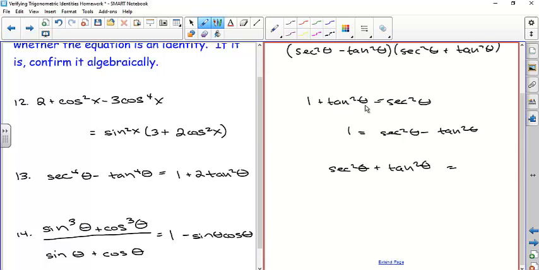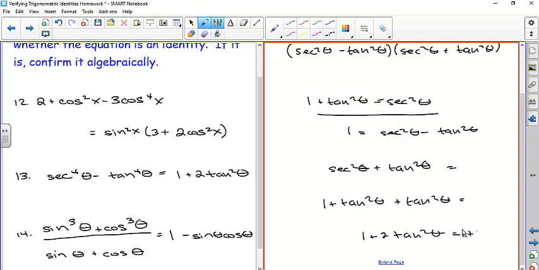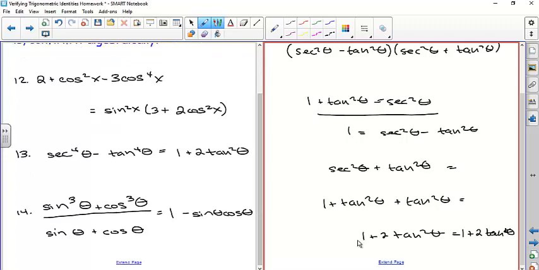Now we can use this thing again because we're trying to get something involving tangent squared. So if we use this again and replace secant squared with 1 plus tangent squared theta, and then I have my second term here, tangent squared. You get 1 plus 2 tangent squared theta, which is what I have on the right hand side, and that's why when I plotted it, they looked the same.